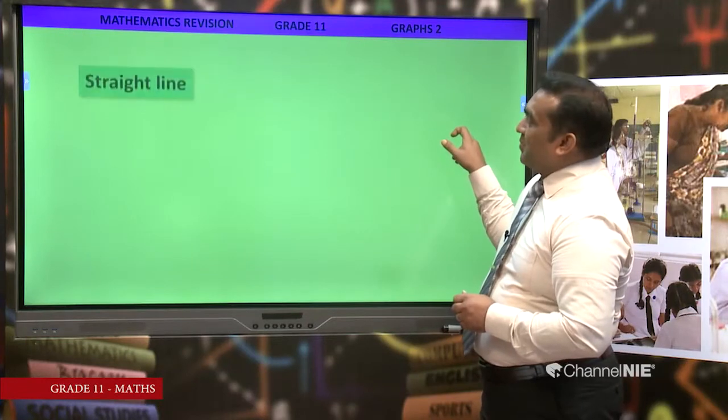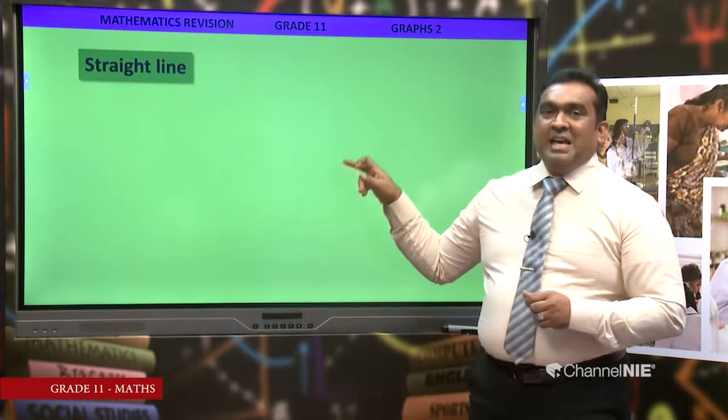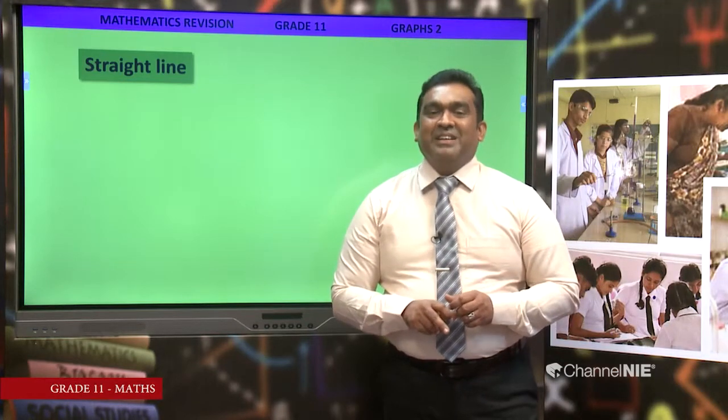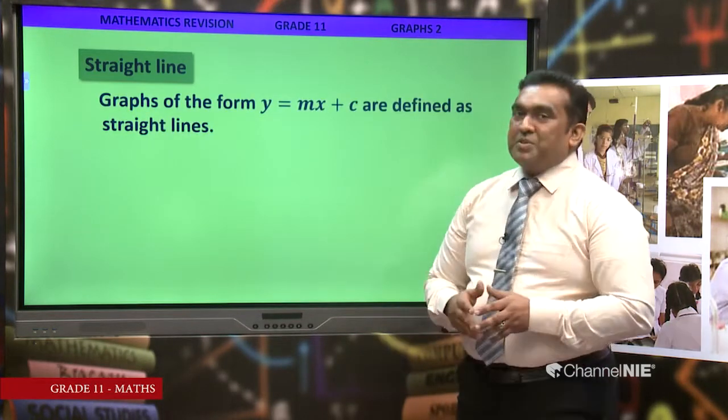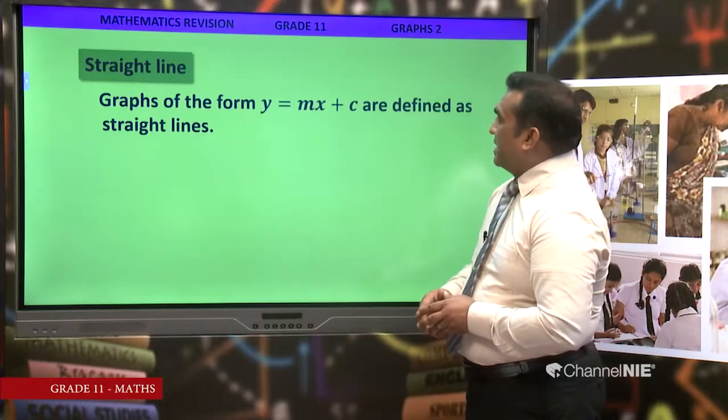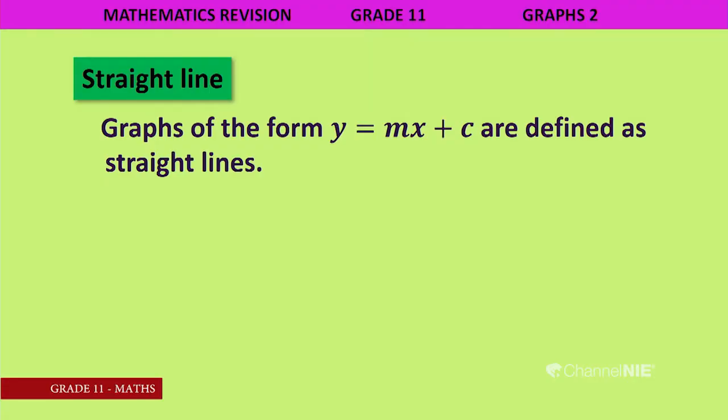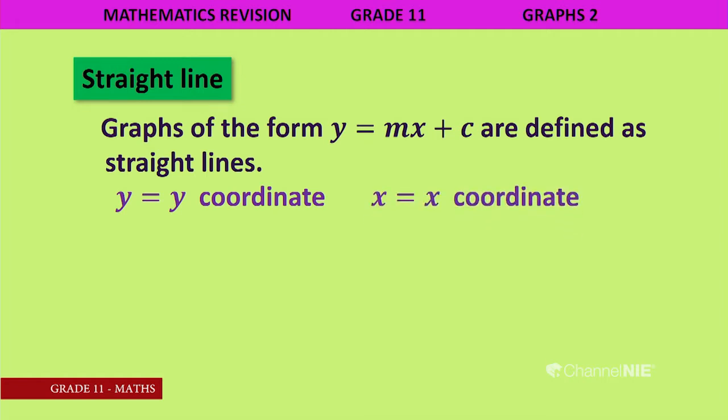Here, straight line. As I discussed earlier, how to define a straight line? Graphs of the form y equals mx plus c are defined as straight lines. You know the meaning of m. m is the gradient of the straight line. c is the intercept of the straight line. Here, y means y coordinate and x means x coordinate. The number on the x axis and the number on the y axis are the x coordinates and y coordinates.